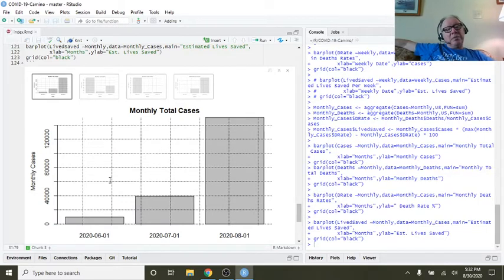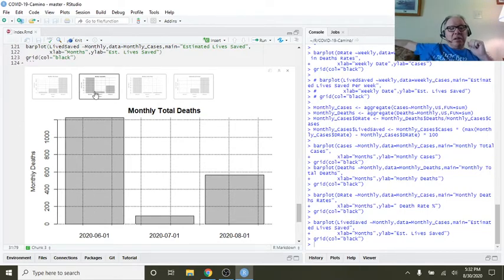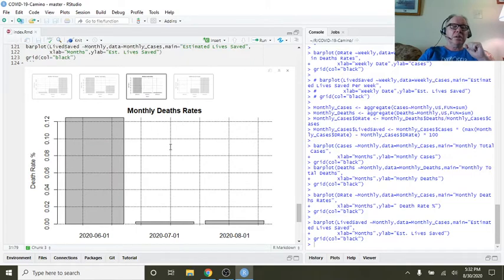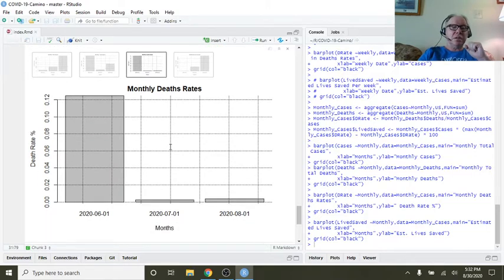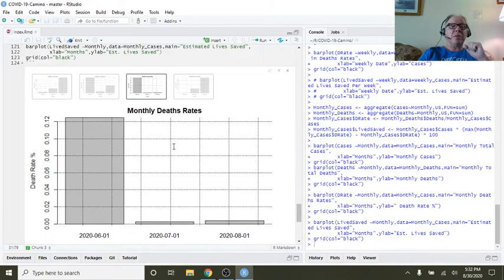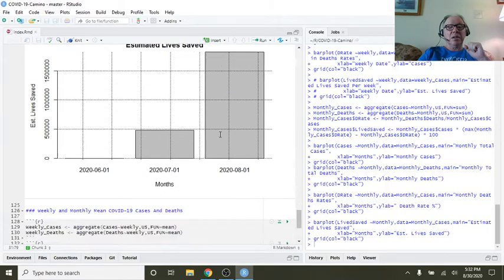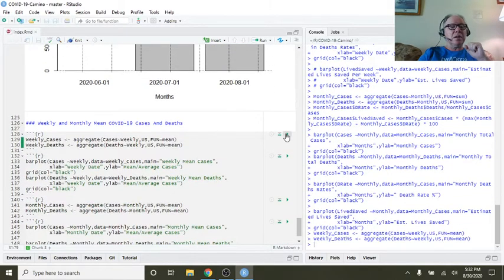Well, the total cases by month, you can see it. August surpassed everything in cases, but deaths are still below the June total, which is good news. Death rates, extremely low death rate. What's this? Doesn't really mean anything.